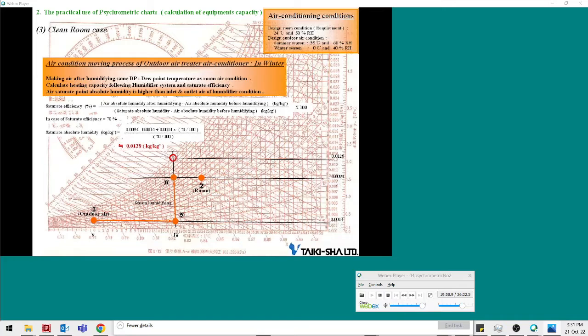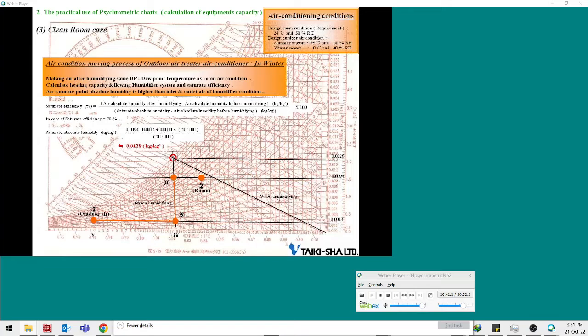Assuming the saturation efficiency to be 70%, calculate the saturation absolute humidity. The result will be approximately 0.0128 kilograms per kilogram. In the case of steam humidification, the condition of the air changes with the dry bulb temperature being constant, so allow the air to change at the temperature equal to the saturation temperature. Heat the outdoor air to approximately 18 degrees Celsius. Vaporize and humidify it until its temperature reaches the supply air dew point temperature.